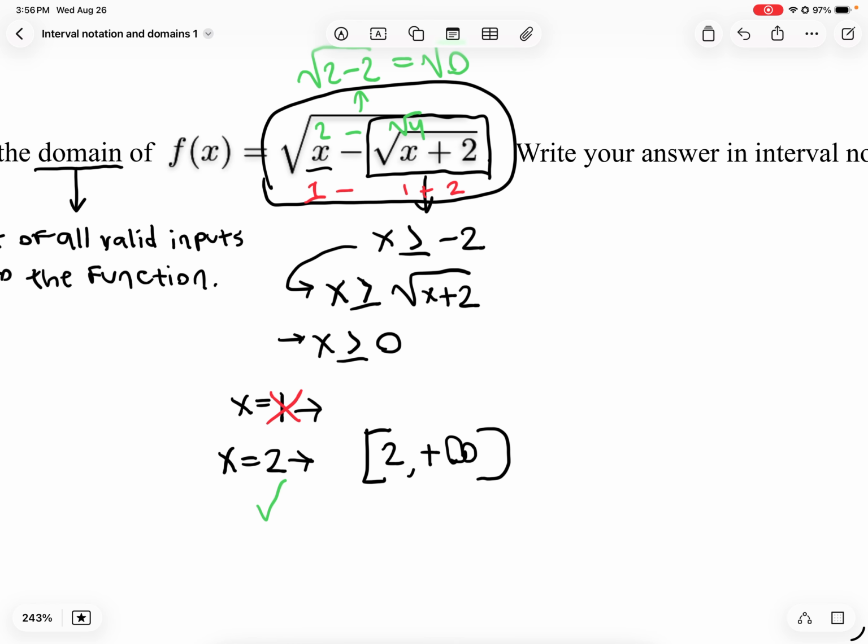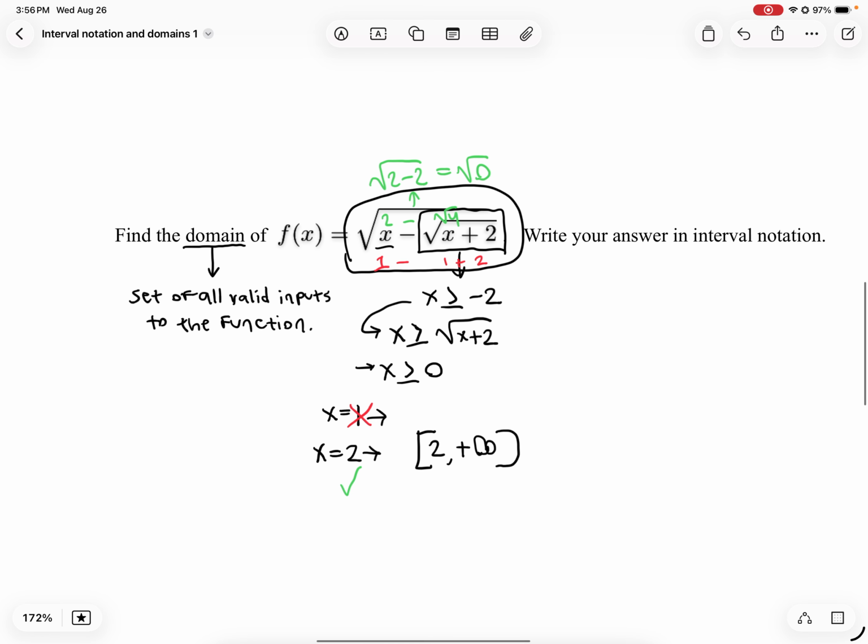And there we have it. We have successfully solved this functions problem involving domains and nested square roots.